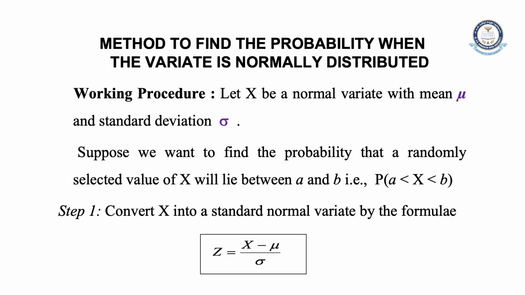For that, the first step is to convert x into a standard normal variate by the formula z equals x minus mu by sigma. That is called normalization, or standardization of the data, because x is big data and we convert it into normal data, that is, smaller values.